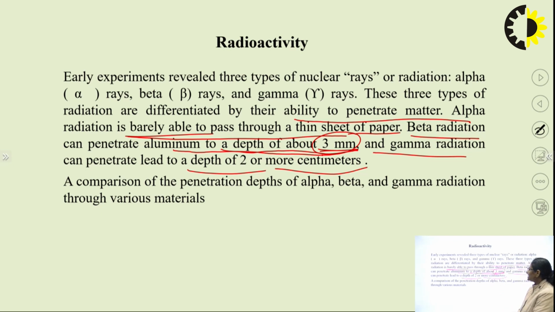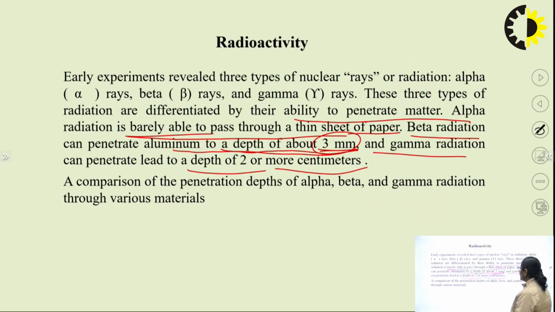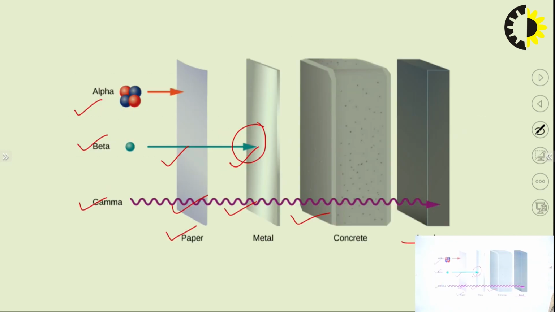Gamma radiations can penetrate lead to a depth of 2 or more centimeters. Gamma radiations can pass through the paper, they can pass through the metal, they can pass through the concrete and they can penetrate lead up to a depth of 2 or more centimeters, right?